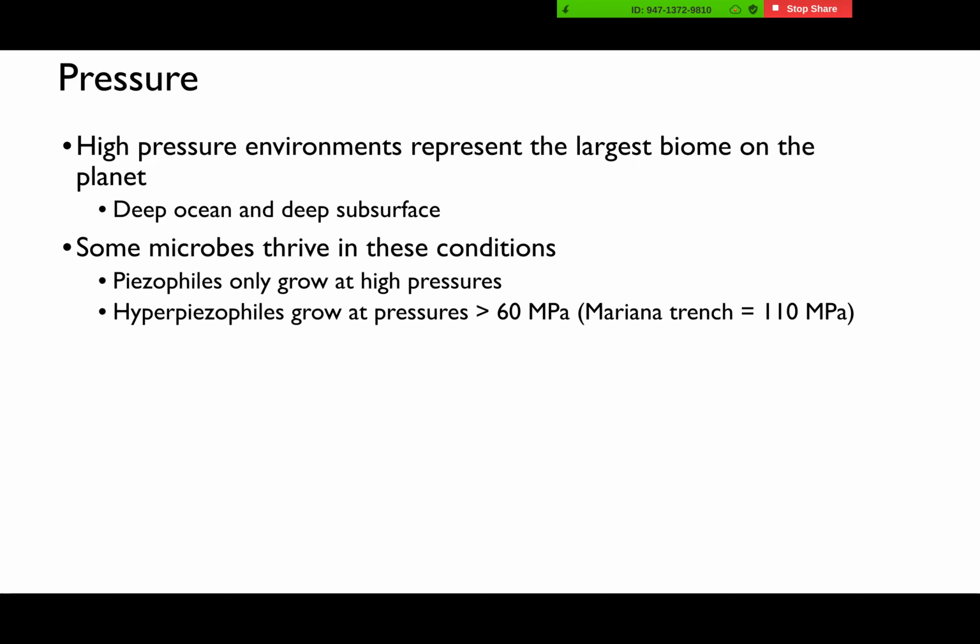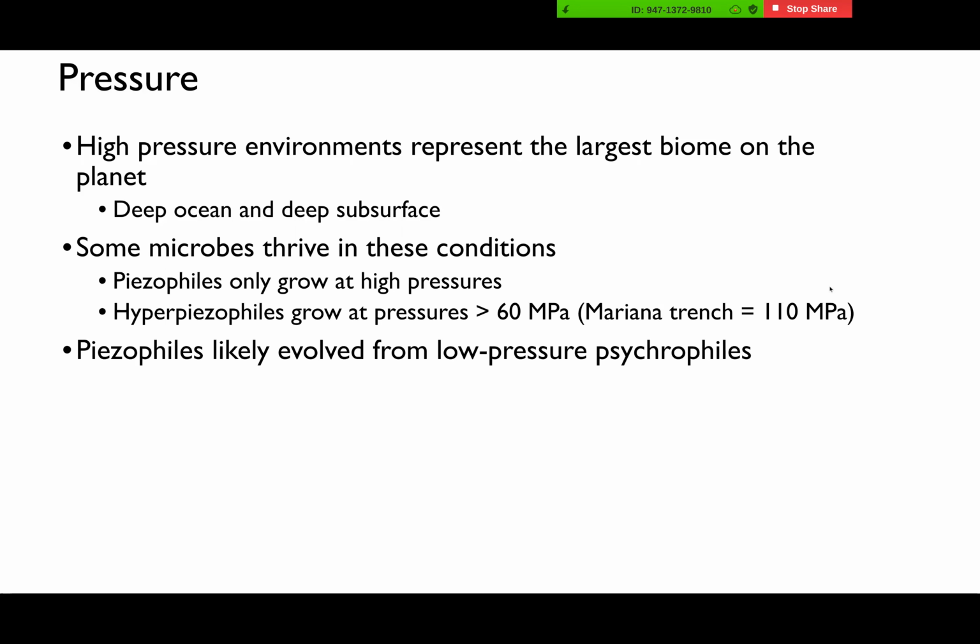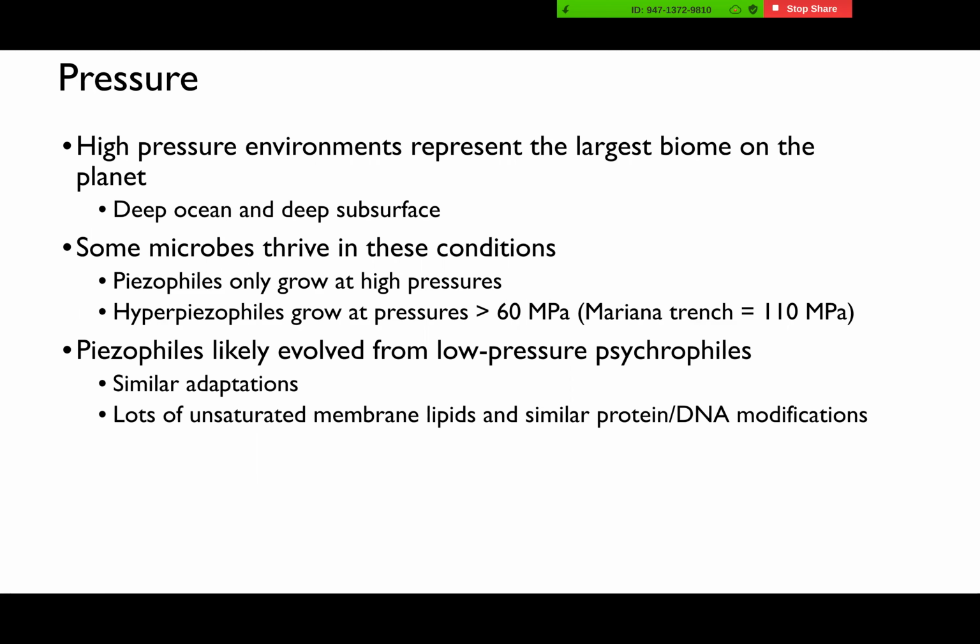Now, hyperpiezophiles grow at very high pressures, greater than 60 megapascals. To put that in perspective, the Mariana Trench, which is the deepest trench in the world, is 7 miles down, if I'm not mistaken. It has a pressure of water above it of 110 megapascals. So really, really high pressure.